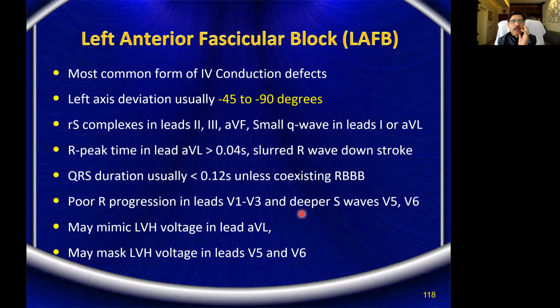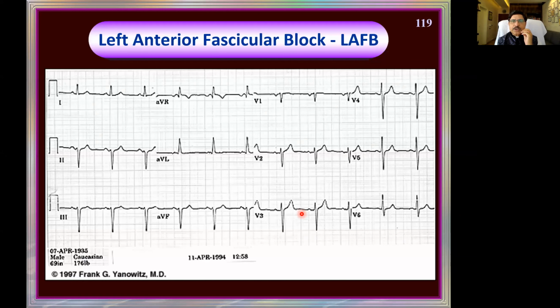Okay. Now, second thing is lead 2, 3, aVF, there are only small R and deep S, and then R peak time is more than 0.04 and slurred downstroke. QRS is usually less than 0.12 because there is no complete block. Poor R progression in V1 to V3. This is poor R progression. R is not progressing as we expect. Even here, we have more S than R.